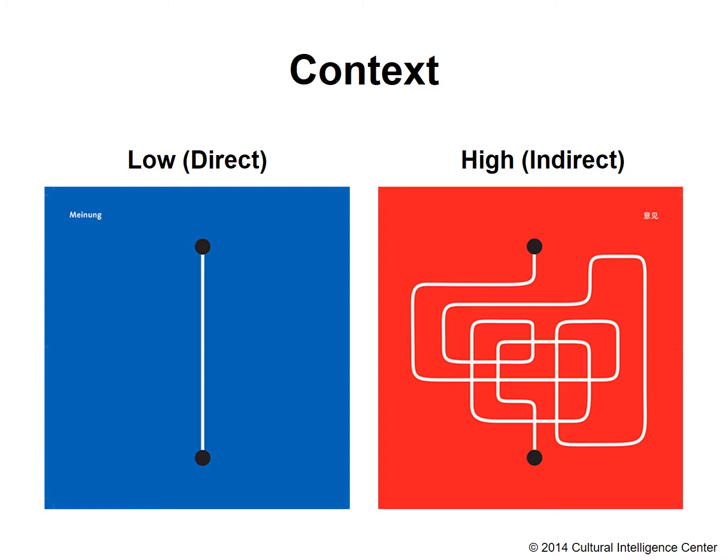Direct versus indirect communication, sometimes called low versus high context. In this cultural dimension, a low context culture, direct, takes very little for granted in communication. Things are explained explicitly and directly. Little is left to subjective interpretation. Very little emphasis is placed on using the context to interpret the meaning.